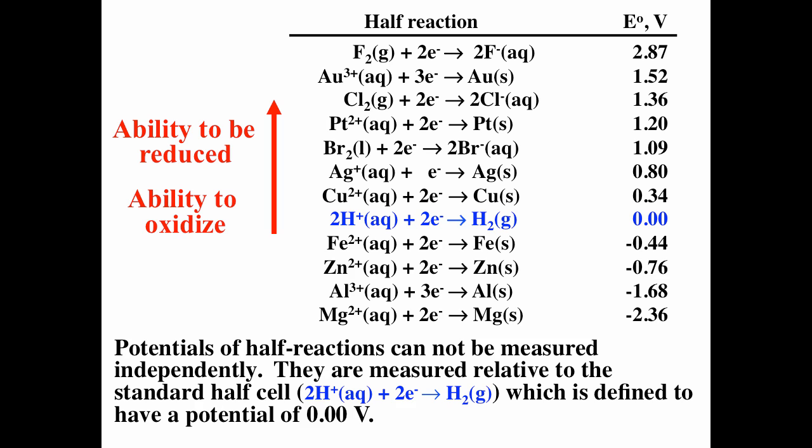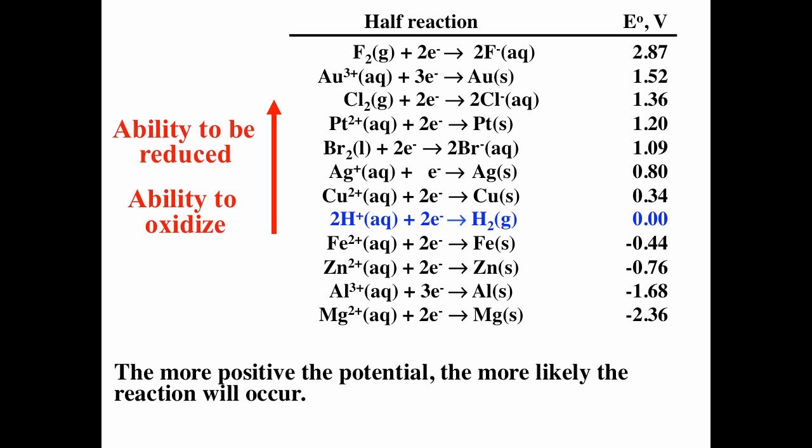Now, you cannot measure a potential of a half reaction by itself. You always have to have both an oxidation half reaction and a reduction half reaction. And so all reduction half reactions are determined relative to the standard half cell. The standard half cell is 2 hydrogen ions plus 2 electrons going to hydrogen gas. That is the standard half cell. It's been defined as having a potential of 0.00 volts. And so all potentials are measured relative to that.